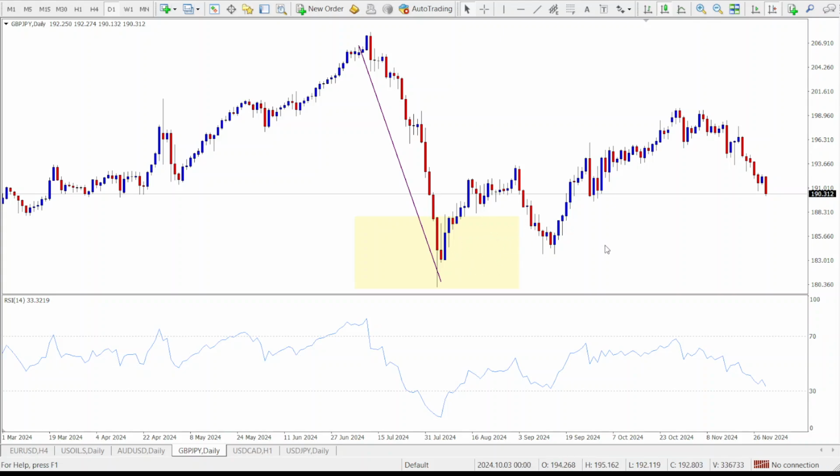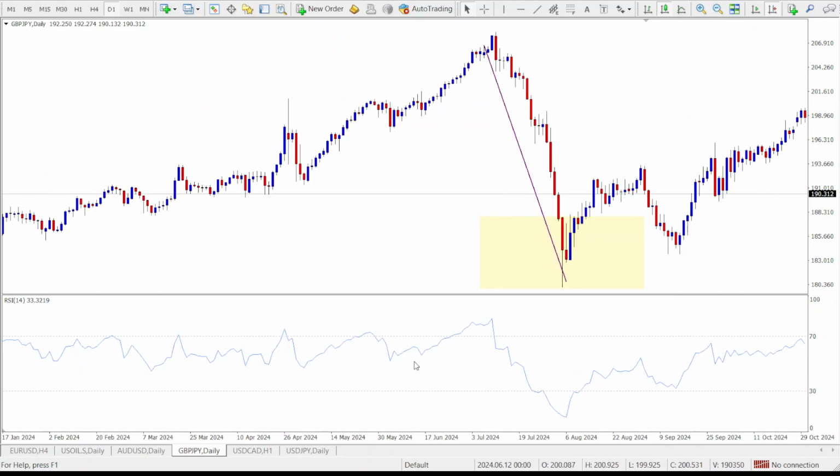All right. On the other hand, when the RSI crosses below the 70 level, it suggests that buying pressure is fading.